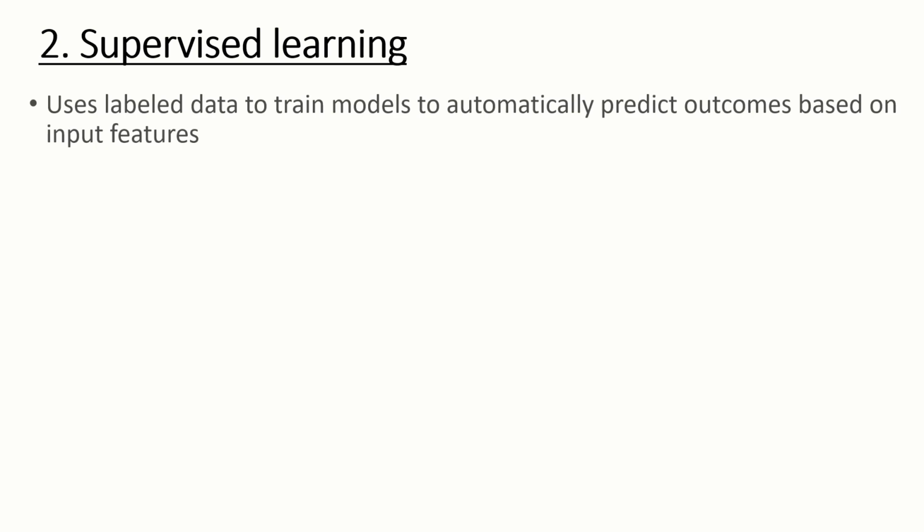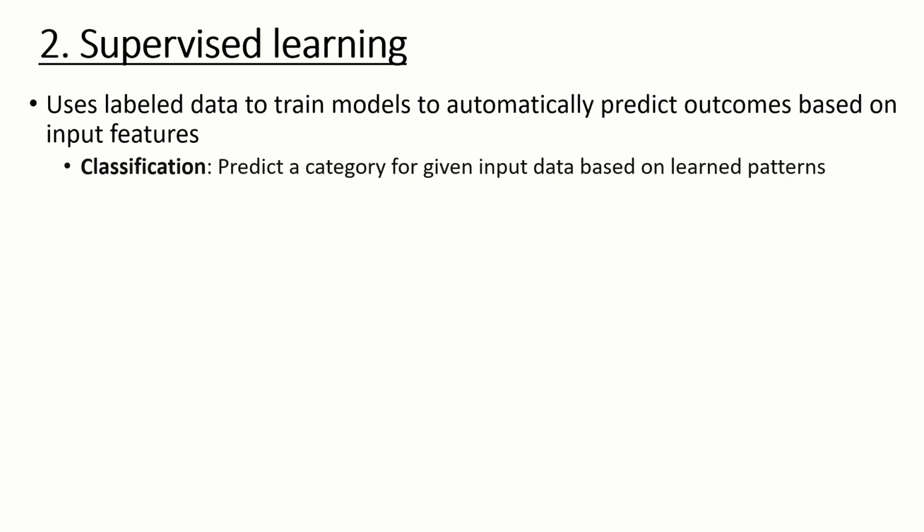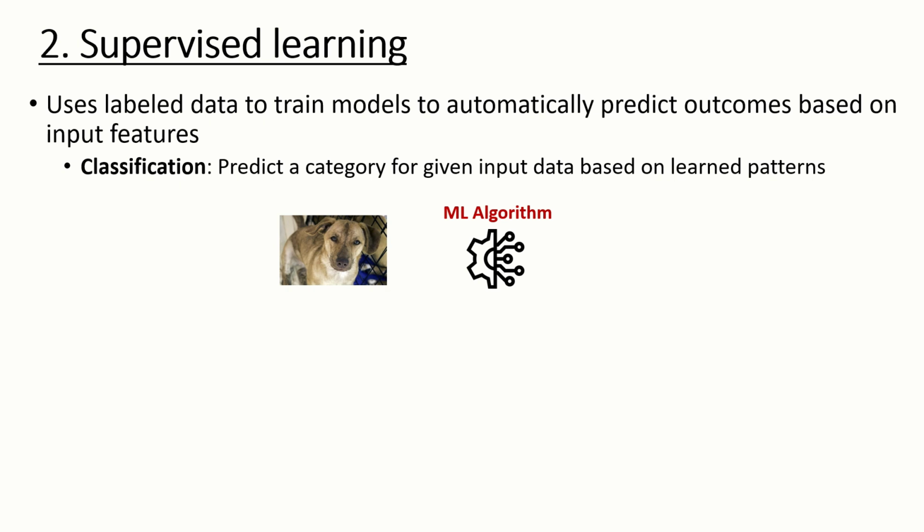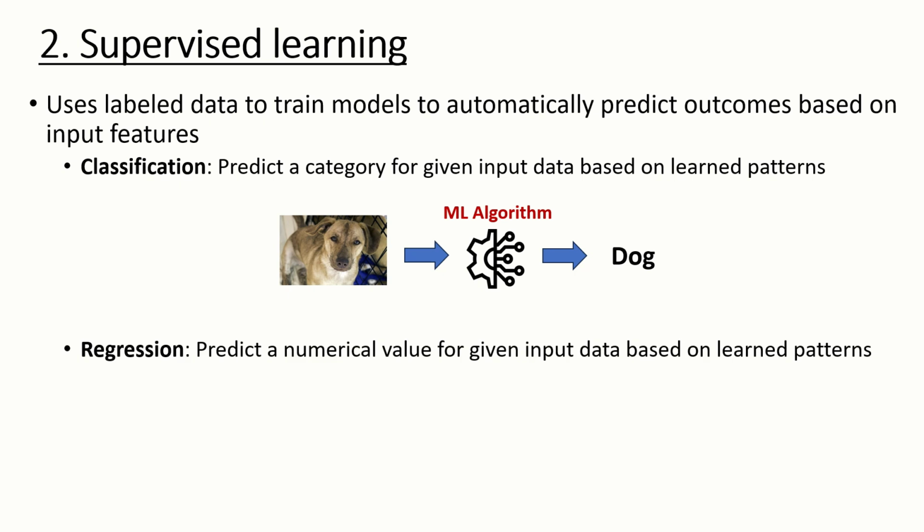Now we're going to talk about supervised learning. Supervised learning uses labeled data to train models to automatically predict outcomes based on input features. So we have classification problems, which is actually predicting a category for given input data based on learned patterns. So in this example, we have this picture and we want to classify the object as a dog. Furthermore, we have regression analysis, which is predicting a numerical value for given input data based on learned patterns.